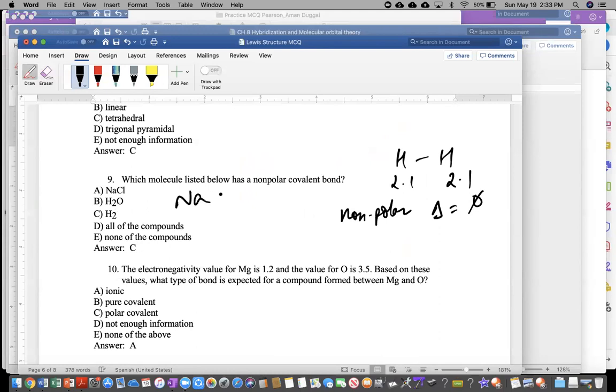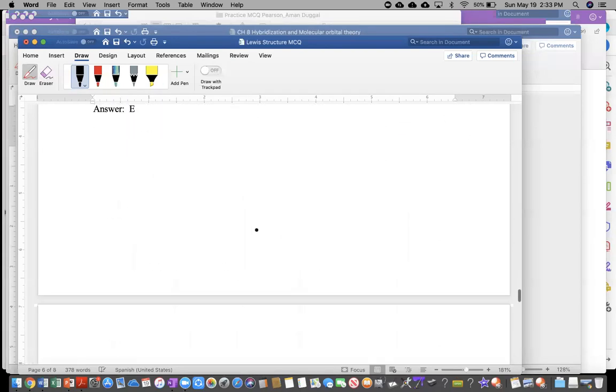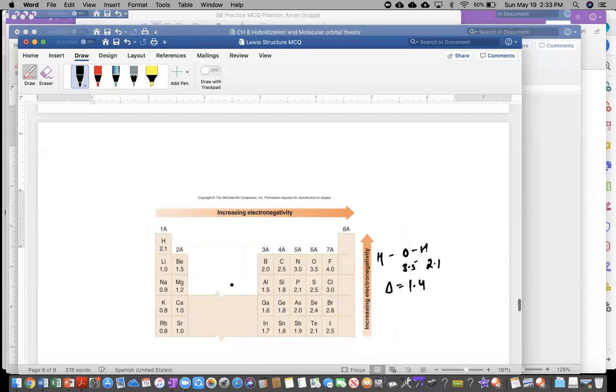NaCl is also polar. Look at chlorine. Chlorine, I think, is 3. And sodium is how much? Sodium is 0.9. Chlorine is 3.